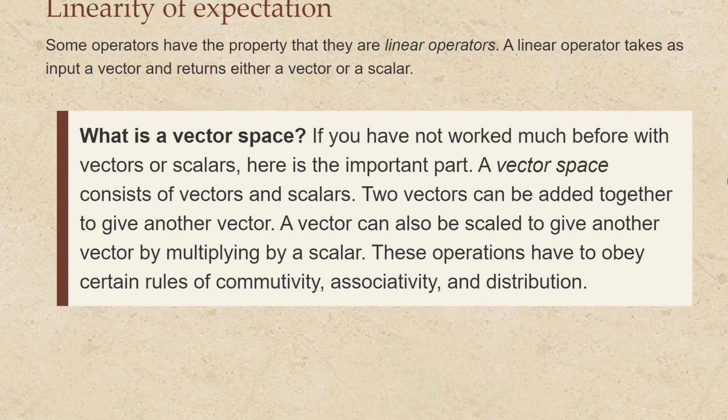Now, some operators have the property that they are linear operators. A linear operator takes as input a vector and returns either another vector or a scalar. If you have not worked much before with vectors or scalars, they form together what's called a vector space. Any two vectors can be added together to give another vector. A vector can also be scaled to give another vector by multiplying by a scalar. And these operations of multiplication and addition have to obey certain rules of commutativity, associativity, and distribution.